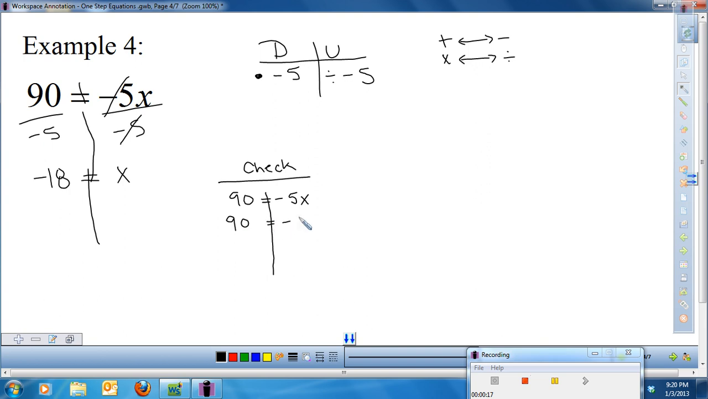Now, remember that when the negative 5 and the x touch, it means multiply. We can't just write in negative 18 for x, because now that looks like negative 5 minus 18 equals 90. What we need to do is put parentheses around this negative 18, because when the negative 5 touches a parenthesis like this, it also means multiply. So this is telling us to multiply these two numbers just like this setup here. So let's check. Negative 5 times negative 18 is a positive 90. I have 90 equals 90. My check works. So my answer is x equals negative 18.